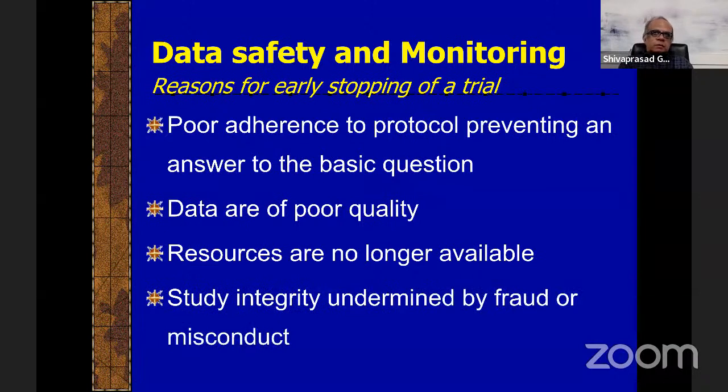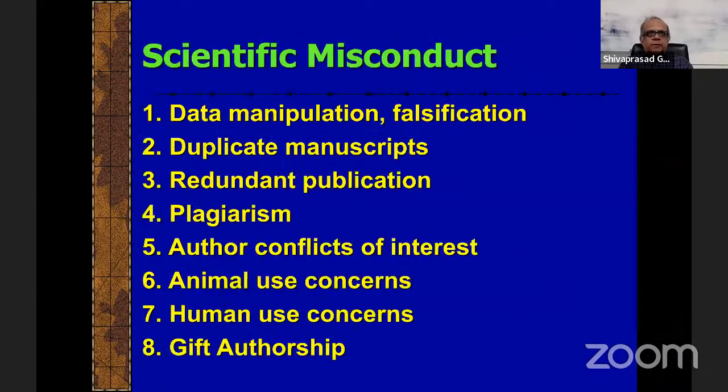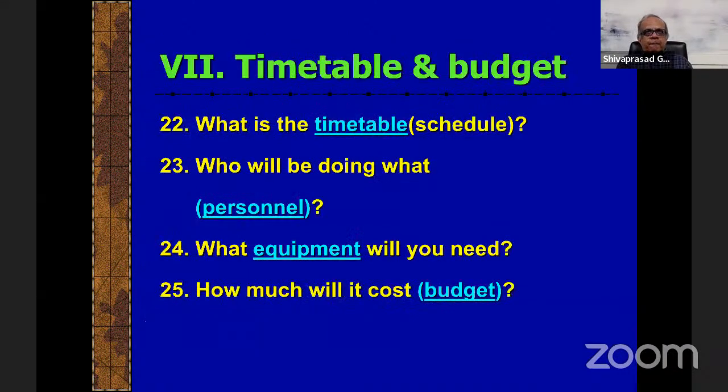So a plan has to be there in your proposal as to how you will ensure data integrity or the study integrity. And there are various types of scientific misconduct that can happen. How are you going to avoid it?